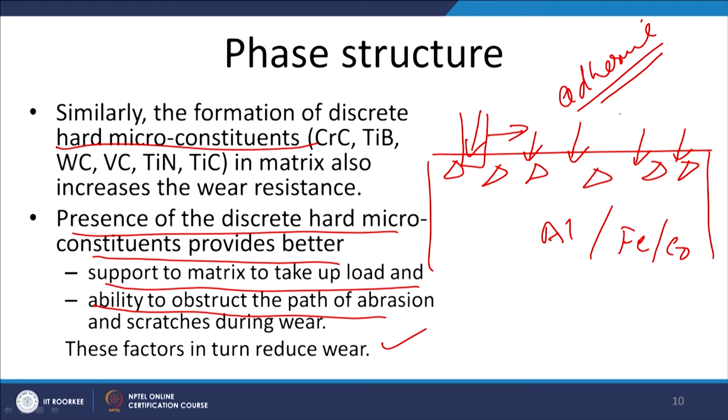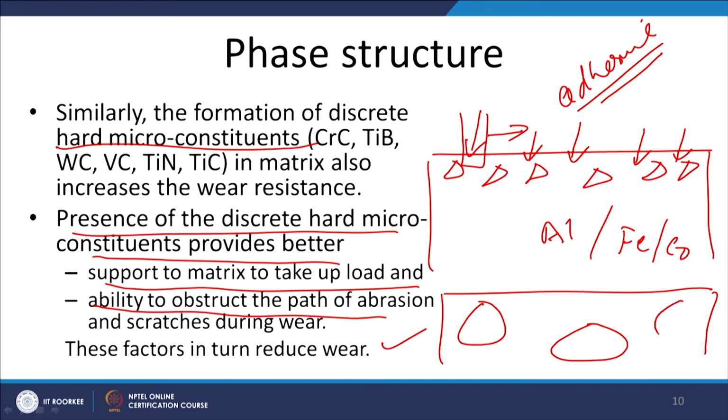abrasive wear resistance. So, not just the presence of these particles is important, but the good distribution of these particles is also important. Like say we may have just few constituents like this, very big in size. So, this may not be a very good way to have such kind of compounds, where just very few large size hard particles are present here and there. They may not be able to offer the required support to the matrix and act as an obstruction to the path of the abrasion and scratches.